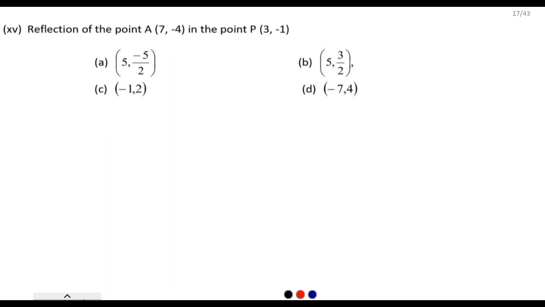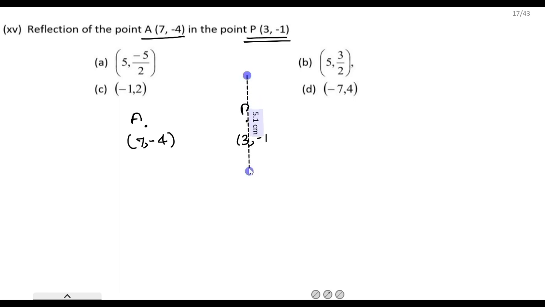Next, it is a very good question. Reflection of point A (7, minus 4) in the point P (3, minus 1). We have to find the reflection of a point with respect to another point. Suppose this is point A and this is P. हमें इसका reflection P के regarding देखना है. It means you can imagine there is a mirror on P.